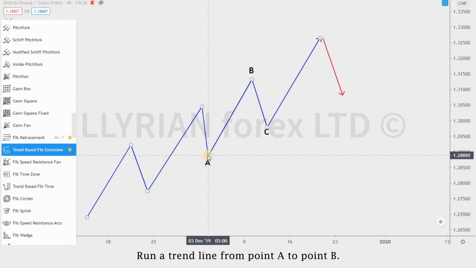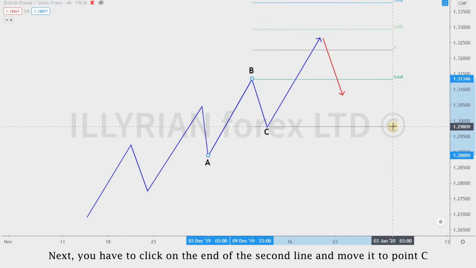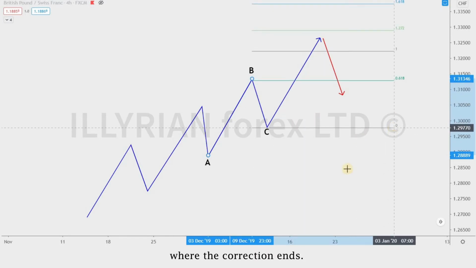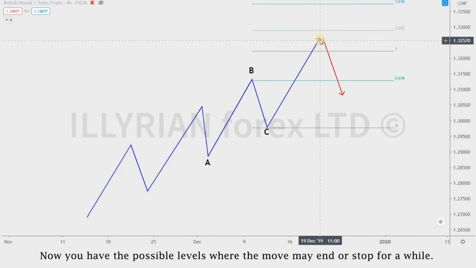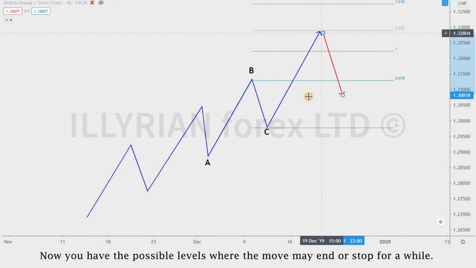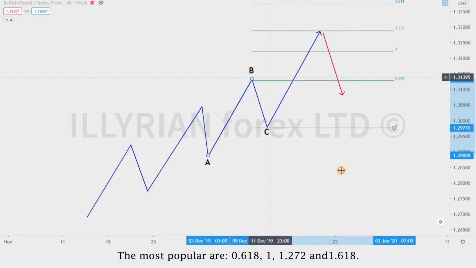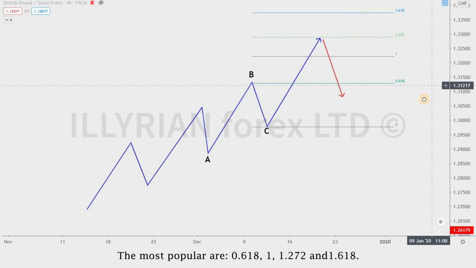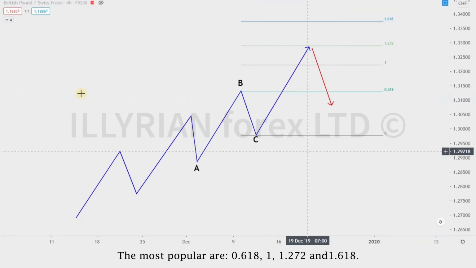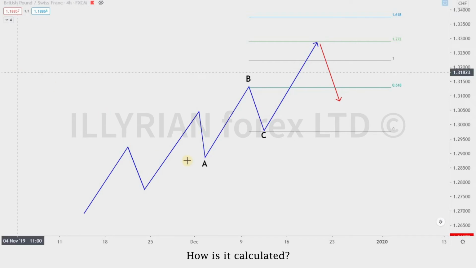Run a trend line from point A to point B. Next, you have to click on the end of the second line and move it to point C, where the correction ends. Now you have the possible levels where the move may end or stop for a while. Most popular are 0.618, 1.272, and 1.618. How is it calculated?